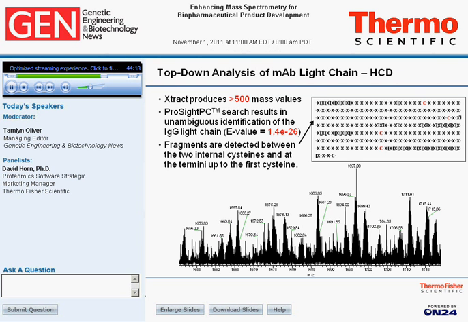One thing I forgot to mention in the previous slide, that E-value was 10 to the minus 16. These are E-values that you would not commonly see in bottom-up proteomics. ProSightPC produces very confident matches.